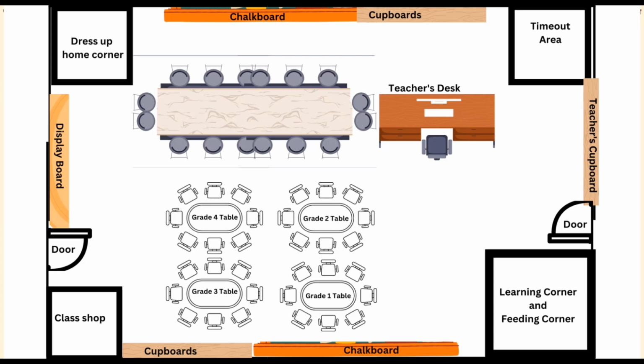So there are 4 tables, grade 1, 2, 3, and 4. 2 doors, the exit and the entrance. It has a teacher's desk and 2 chalkboards, a timeout area, learning corner and feeding corner, and a teacher's cupboard. As you can see, the long table is the activity area where pupils can do their activities.